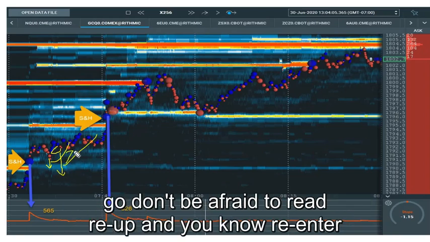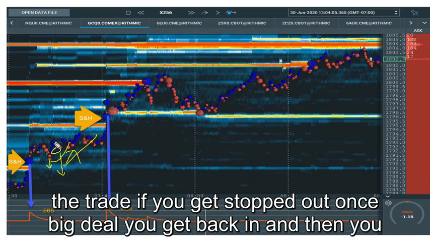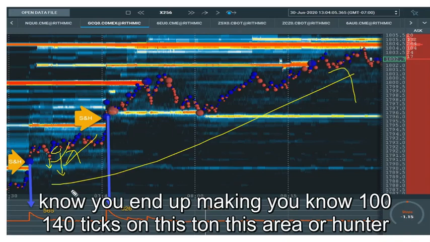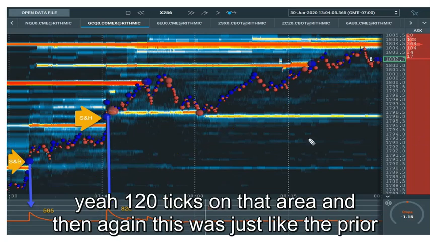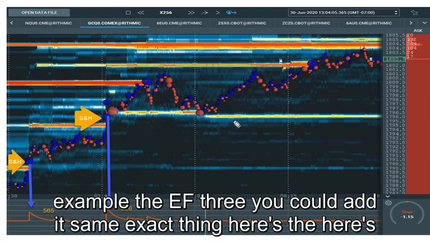Don't be afraid to re-up and re-enter the trade. If you get stopped out once, big deal. You get back in, and then you end up making 140 ticks on this area, or 120 ticks on that area. And then again, this was just like the prior example, the ES, where you could have added.